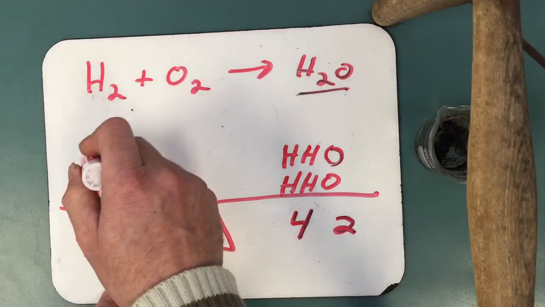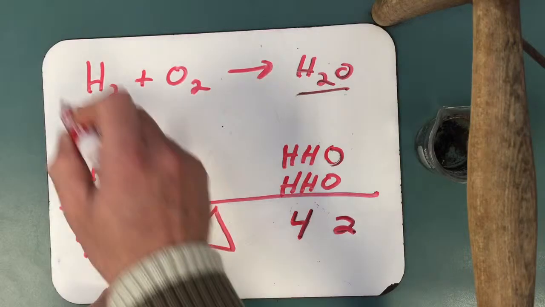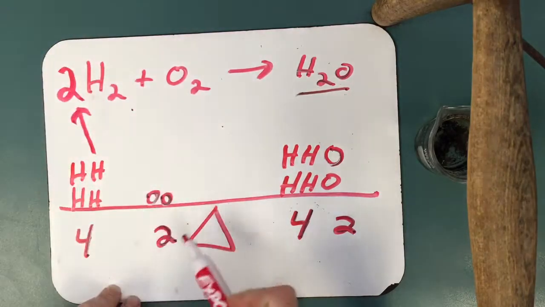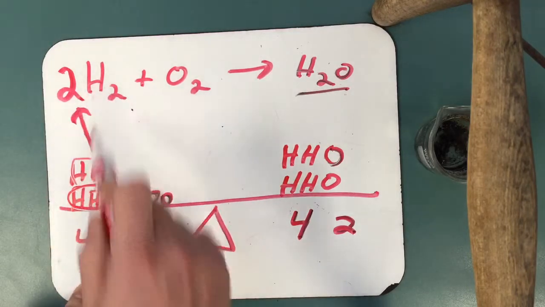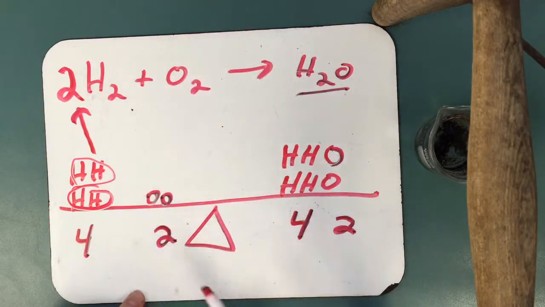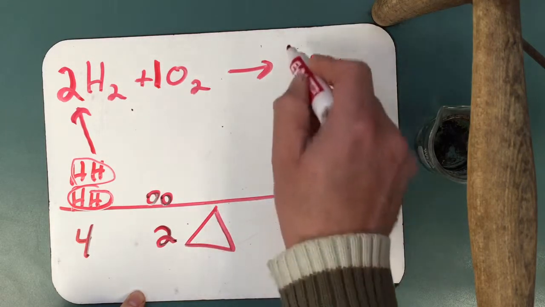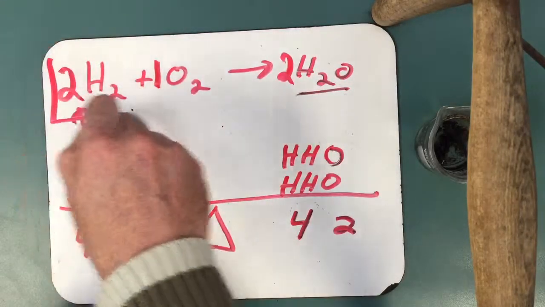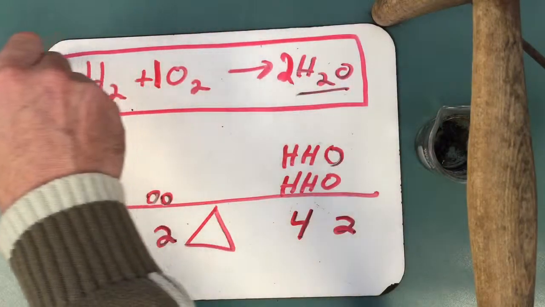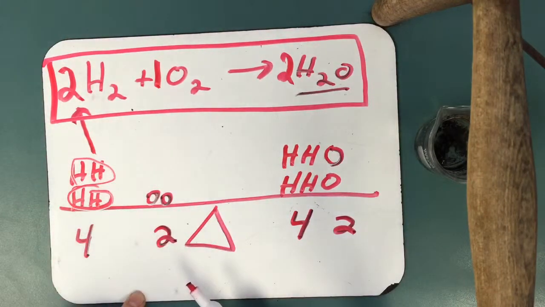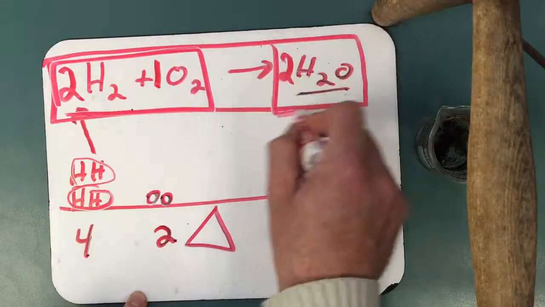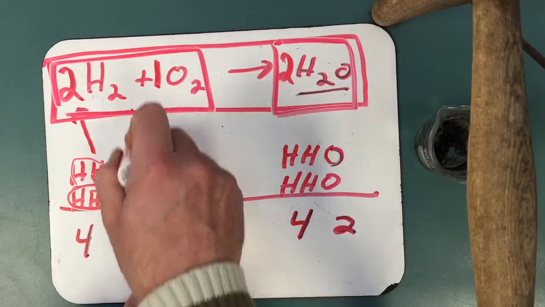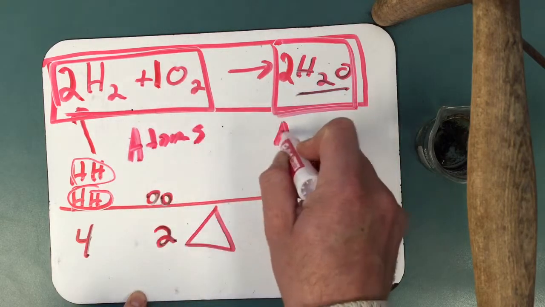Now I need to go back up here and write down how many of each thing I have. I have 2 H2s, 2 stacks is how I would think of it. I have one of those, but you don't normally write it if you only have one, but you could if you wanted. And I have 2 stacks of waters. This equation now shows what actually happens in reality, that matter is not created or destroyed. The mass on this side is equal to the mass on this side. In other words, the number of atoms on each side is equal also.